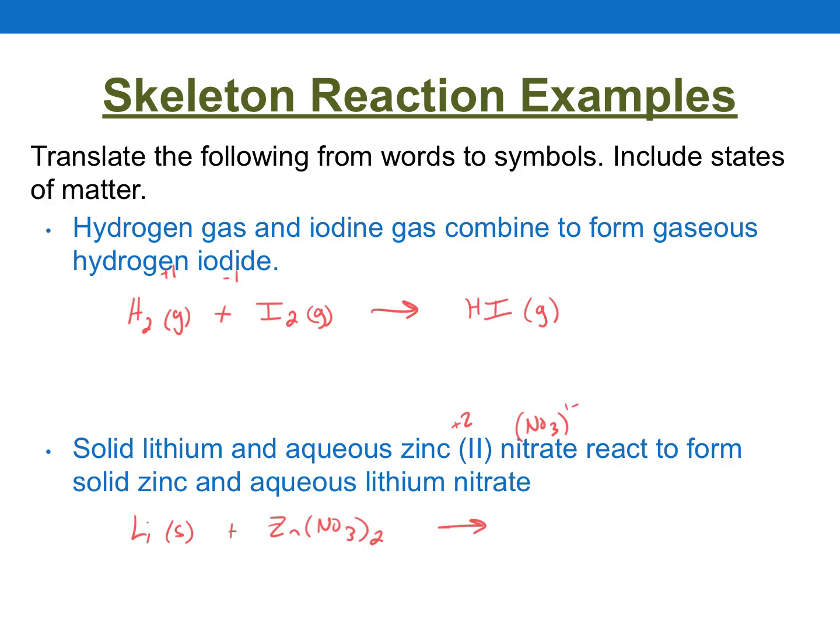Reacts to form, so there's my reaction arrow. Solid zinc, not diatomic, and aqueous lithium nitrate. Remember, I need to, once again, balance the charges. Lithium is a +1 charge, nitrate is a -1 charge. So I just smush those together, LiNO3, and put an aq for aqueous.